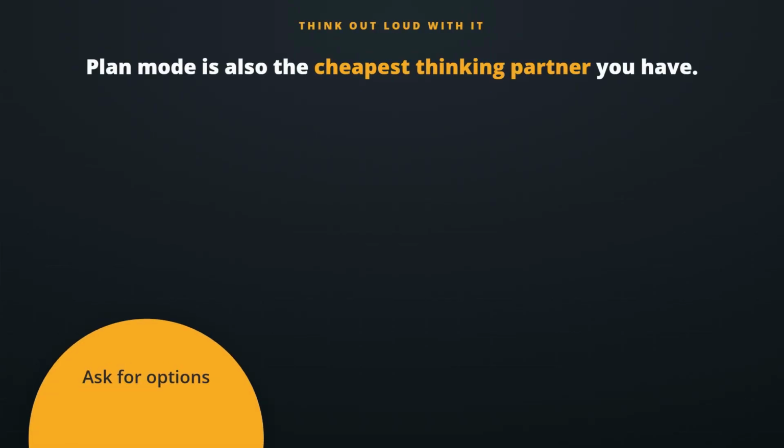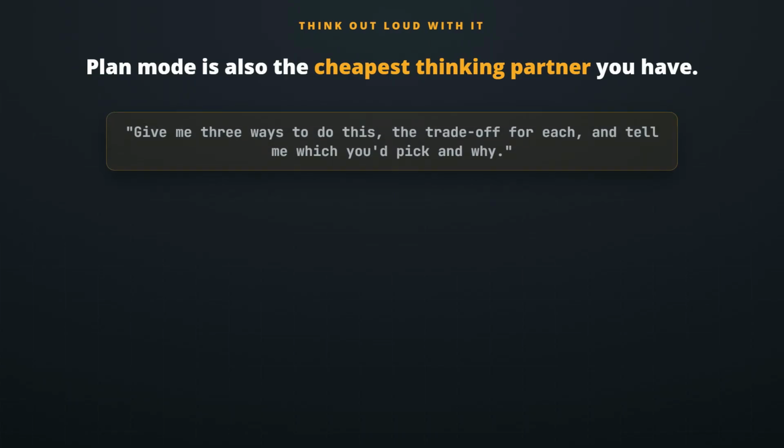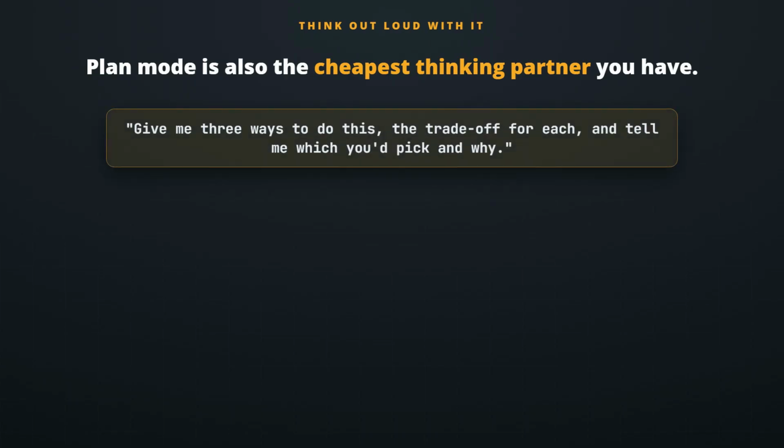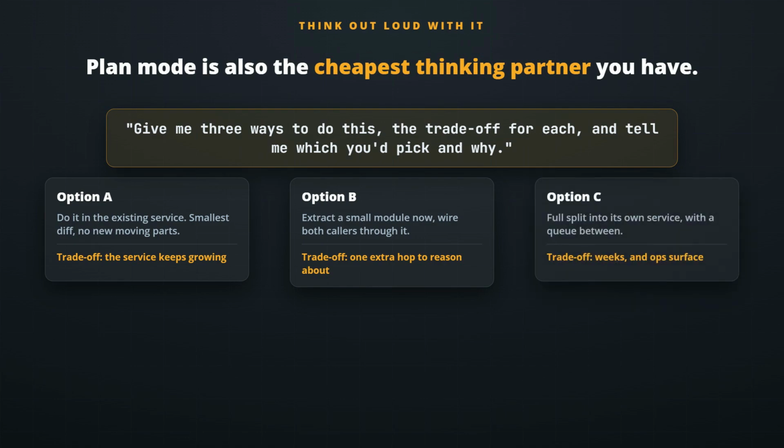Plan Mode is also the cheapest thinking partner you have, and almost nobody uses it that way. Don't only ask for a plan, ask for options. Give me 3 ways to do this, the trade-off for each, and tell me which you'd pick and why. Now you're reviewing a decision instead of receiving one.